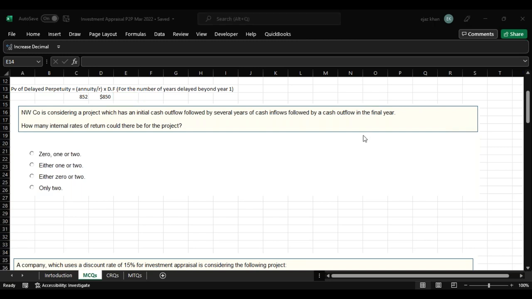Okay, tell me one thing. Is it possible to have no IRR for a project? Is it possible for a project to have no IRR at all?